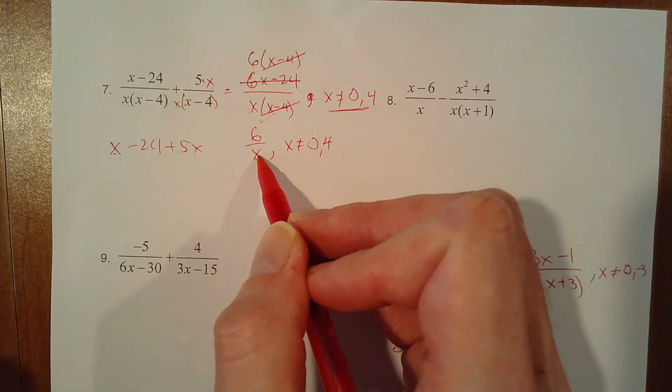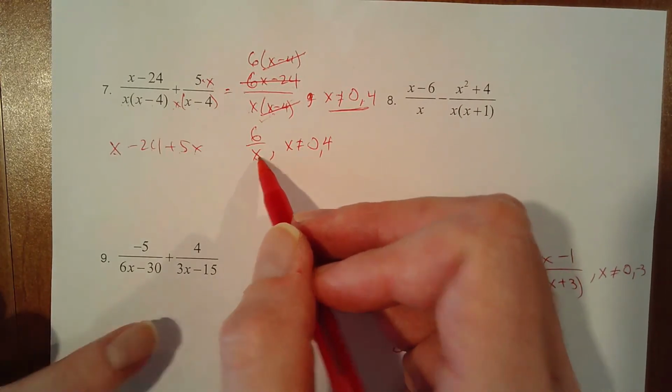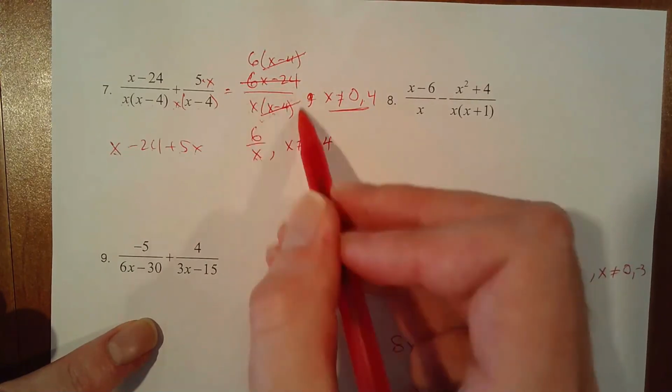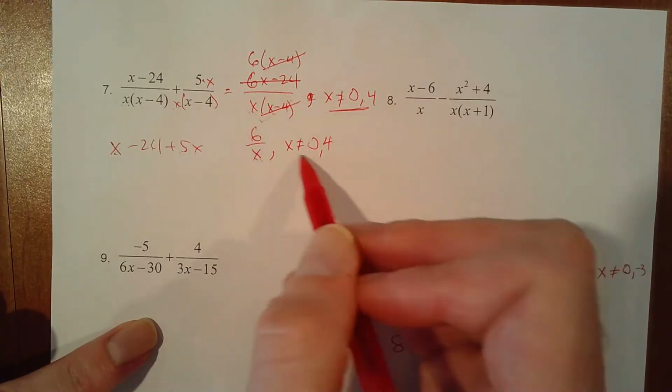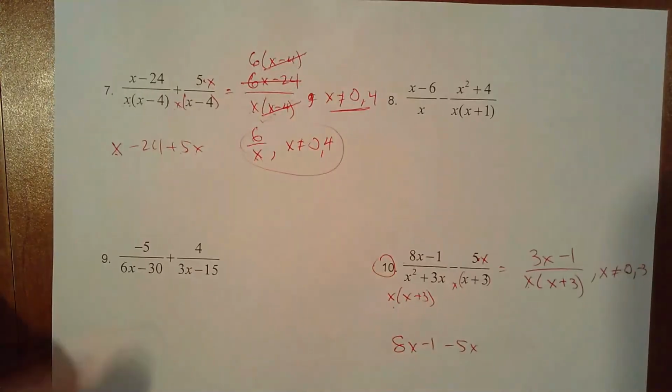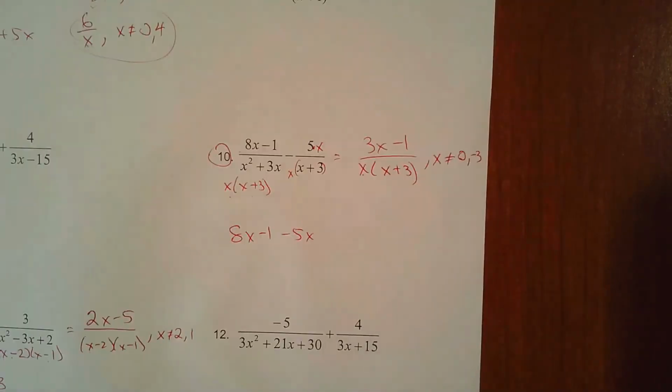Now when you're doing your restrictions, remember it has to be the original denominator, not the reduced, not the simplified denominator. This was the original denominator. 0 and 4 would make it equal 0, so that's part of the restrictions. Okay. So just because a factor cancels doesn't mean that that restriction is canceled.